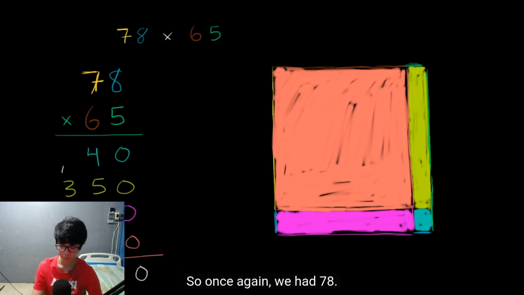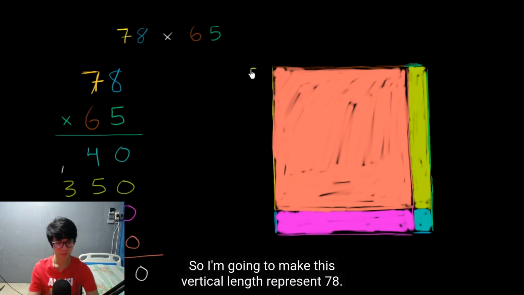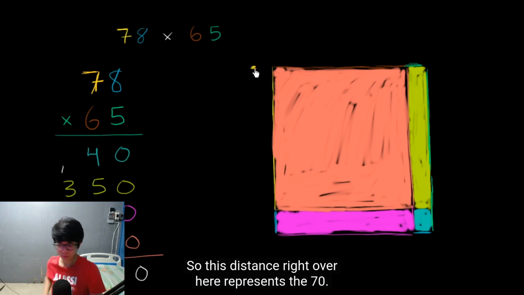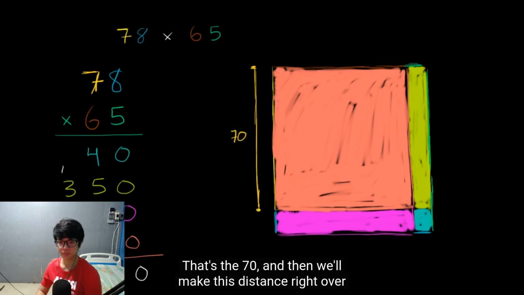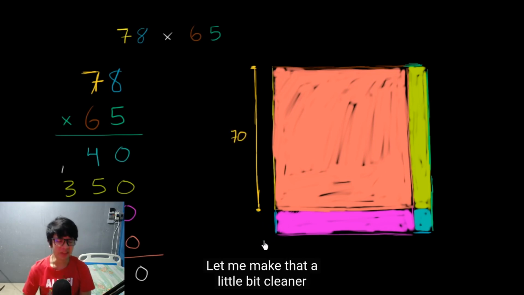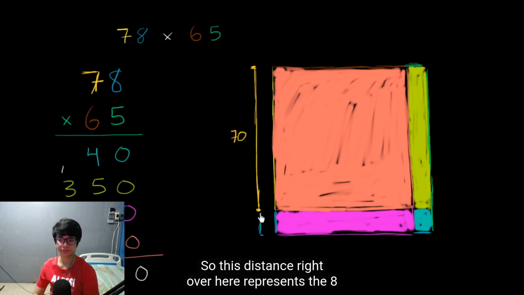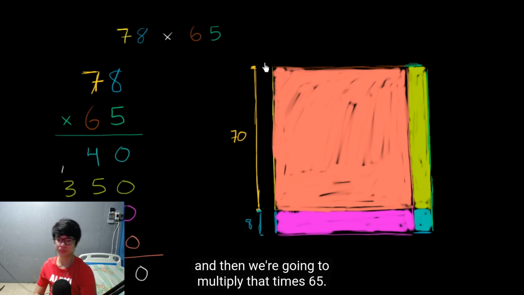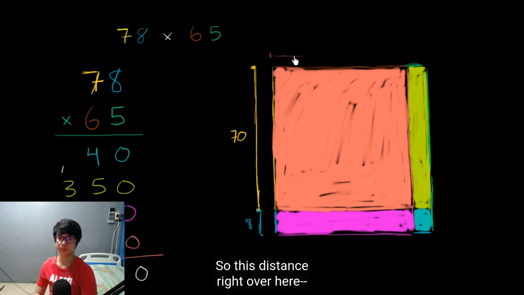Now I want to visualize what was going on here using this area model. So once again, we had 78. So I'm going to make this vertical length represent 78. So this distance right over here represents the 70, and then we'll make this distance right over here represent the 8. Let me make that a little bit cleaner so you see what I'm talking about.